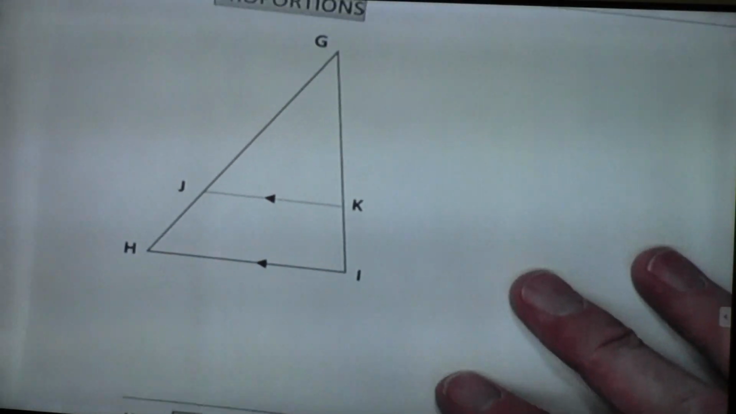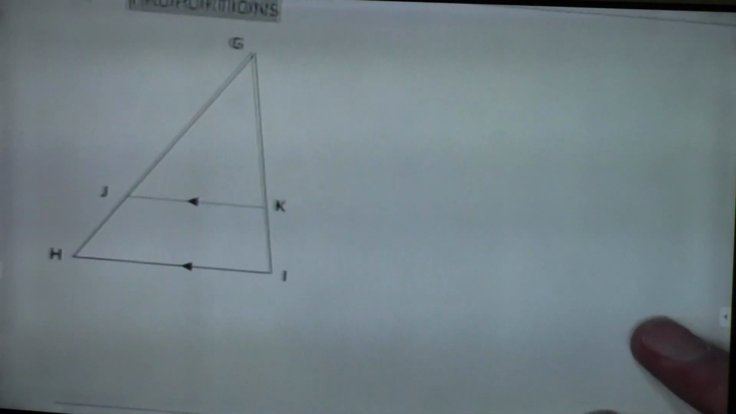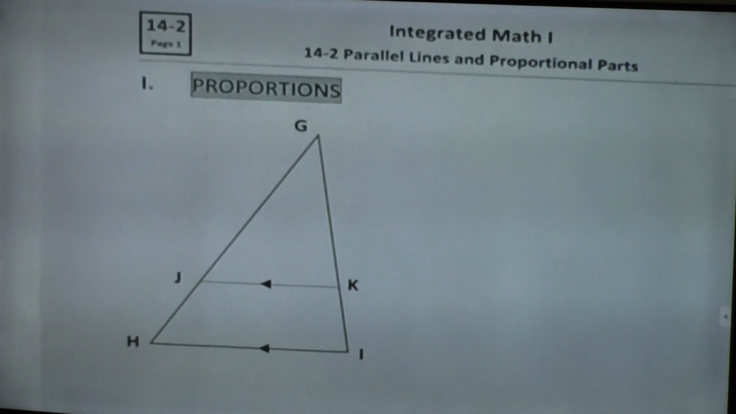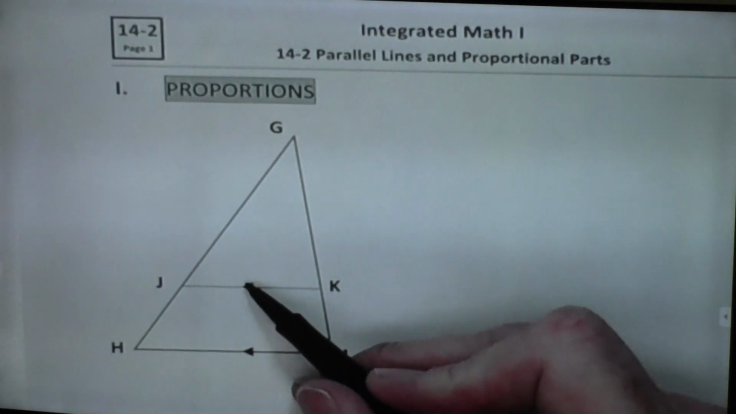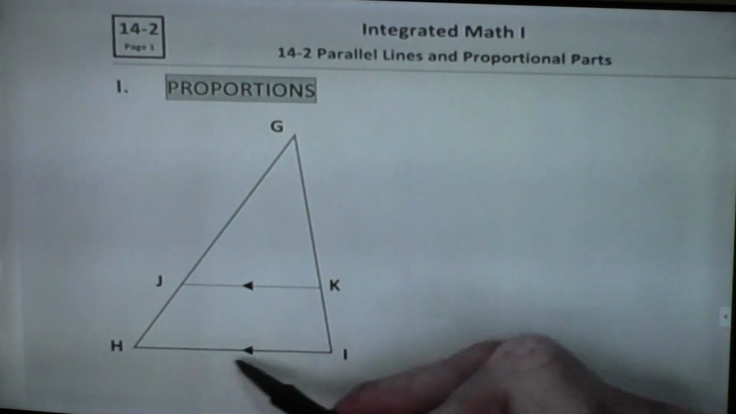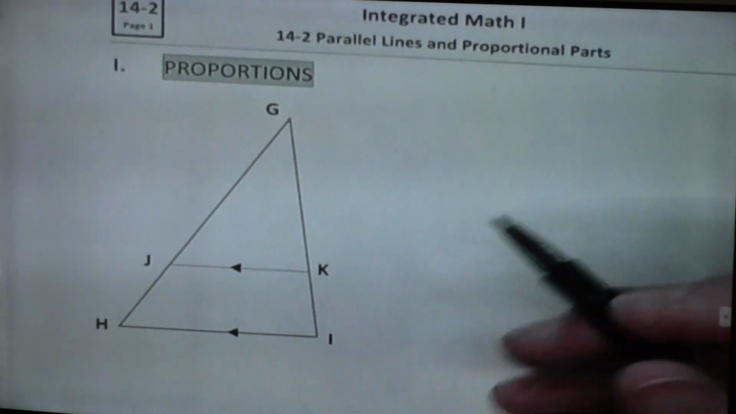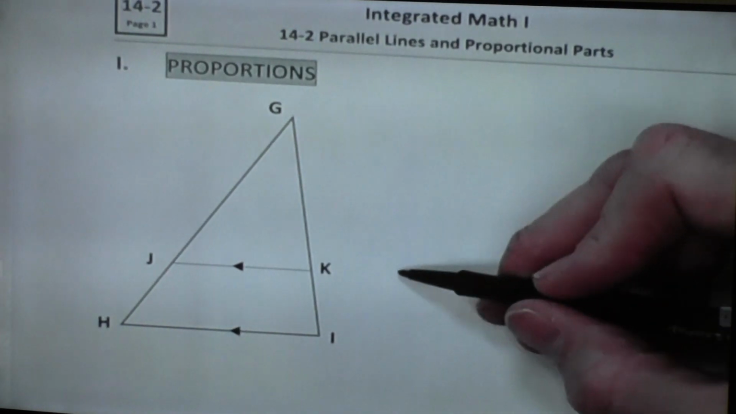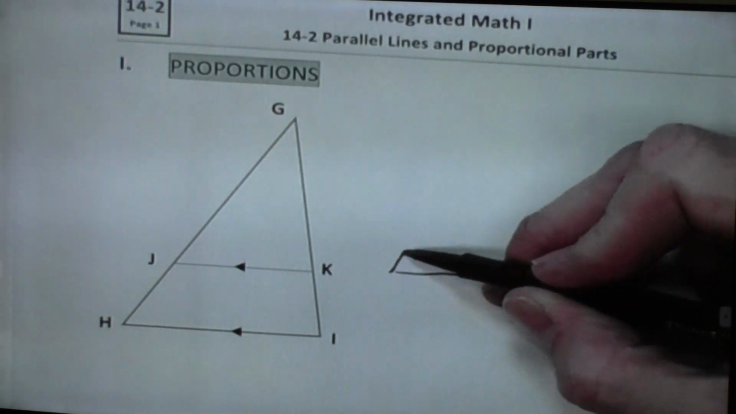14.2 on parallel and proportional parts. We're back to triangles, but we're going to do some splitting up of them. So this is what we should be looking at here. This, remember, is one of the symbols saying these are parallel lines. So what that does is allow us some information. I have two triangles here, and I'm going to draw them out like this.